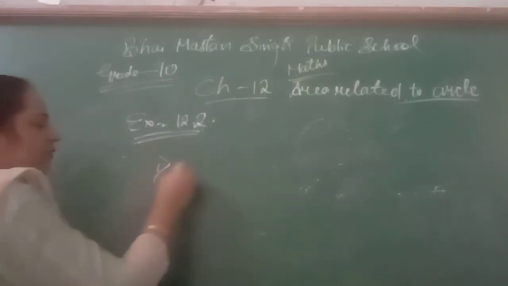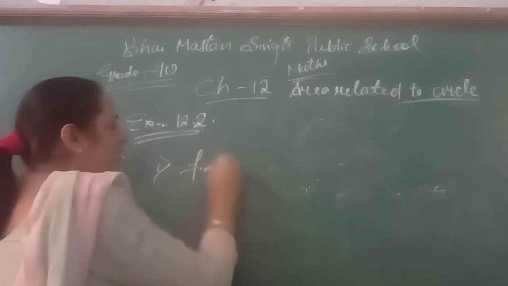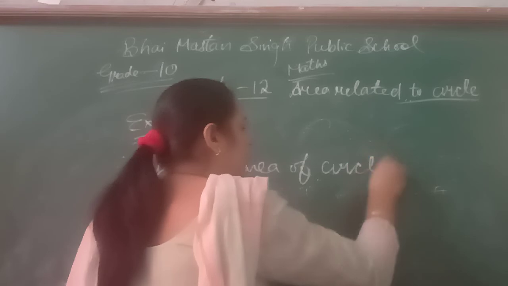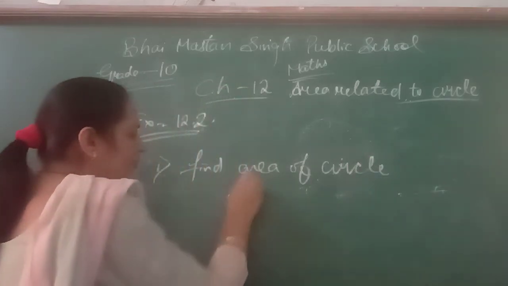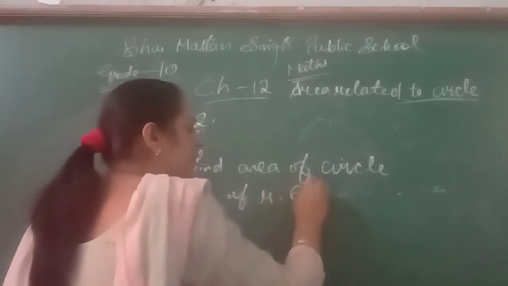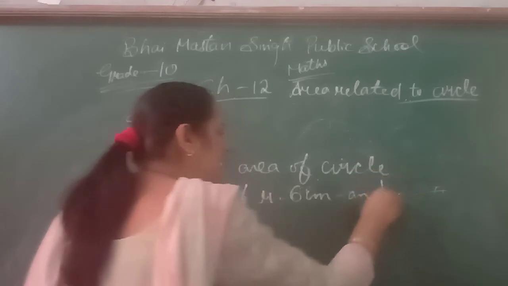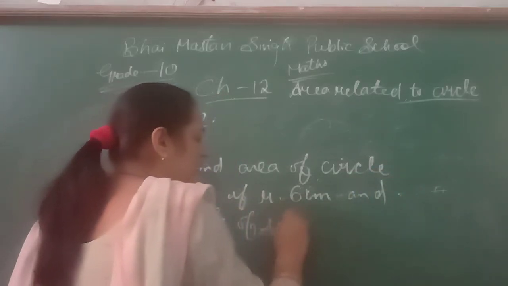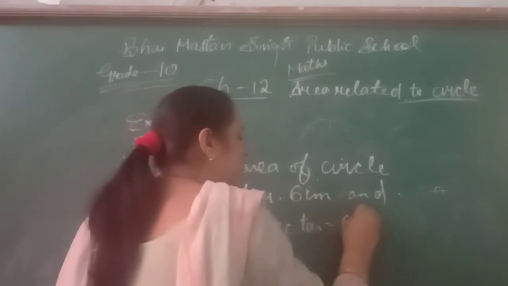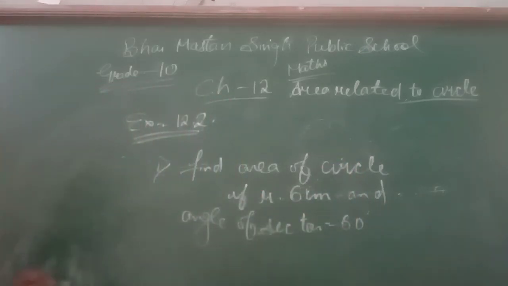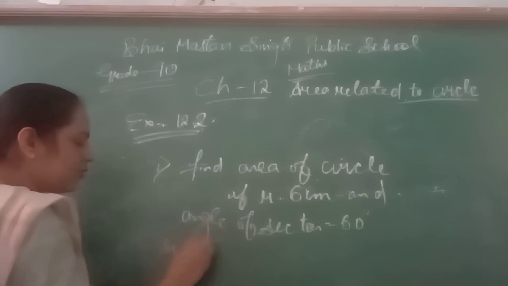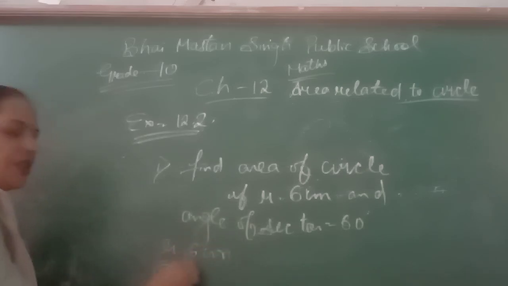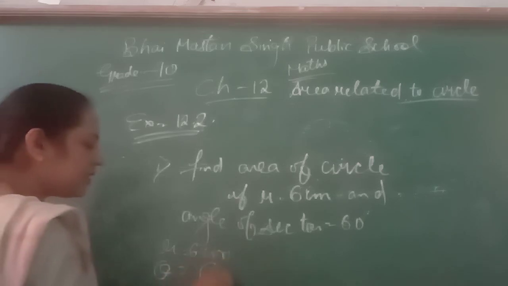In the first question they have given: find the area of the sector if the radius is equal to 6 centimeter and the angle of the sector is equal to 60 degree. So how will we write it? We will write radius is equal to 6 centimeter. Theta, it means the angle of the sector, is equal to 60 degree.